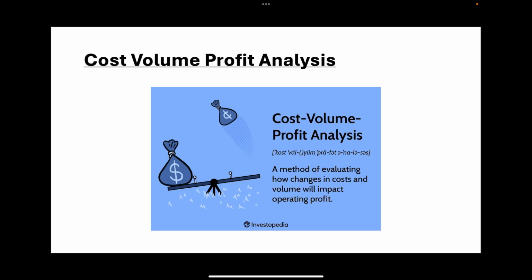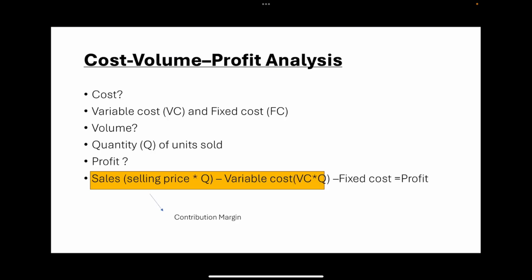So in this video, I will explain what is cost volume profit analysis. So let us look at the definition of cost volume profit analysis. This is a method of evaluating how changes in cost and volume will impact the operating profit. Okay, so let us see that in detail.